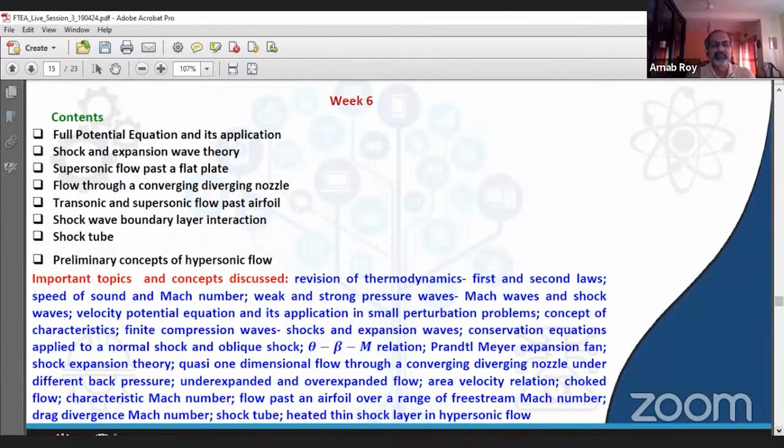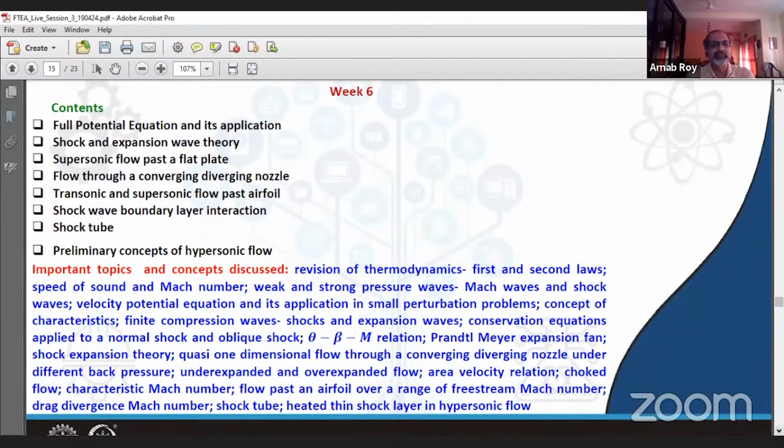In week 6, we started looking at compressible flows, and we started with full potential equation and its application, then gradually introduced the shock and expansion wave theory. We looked at flow through a CD nozzle, a little bit about transonic and supersonic flow past airfoils and shock wave boundary layer interaction, a little bit on shock tube and hypersonic flow as well.